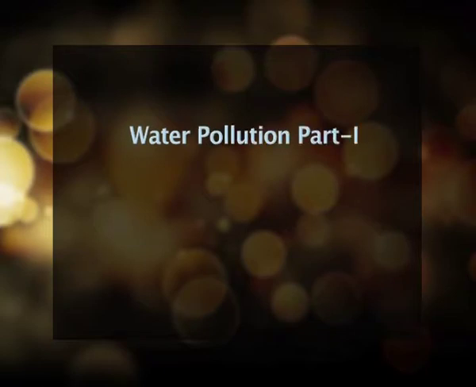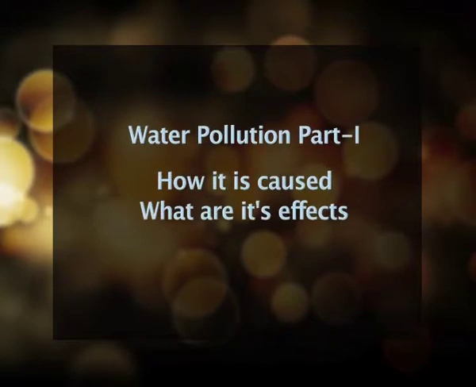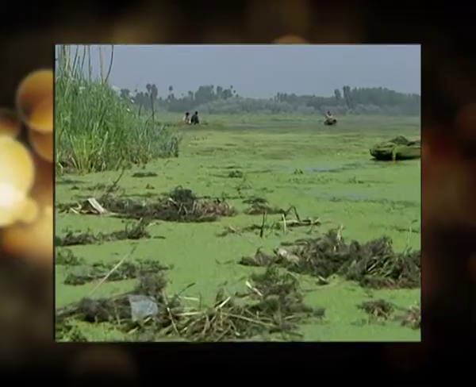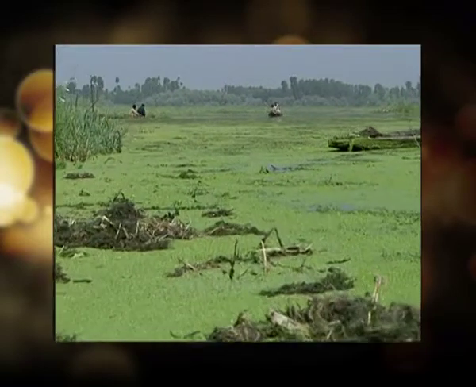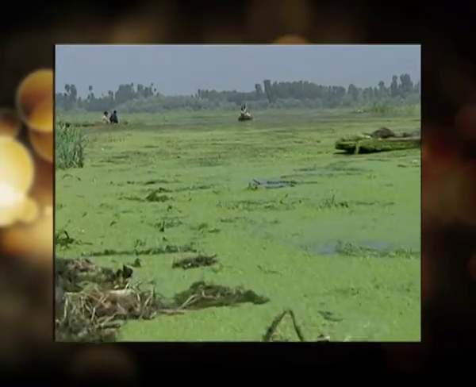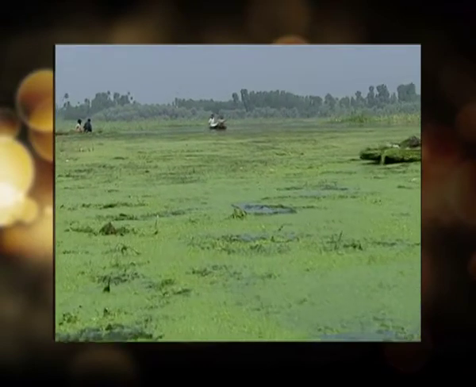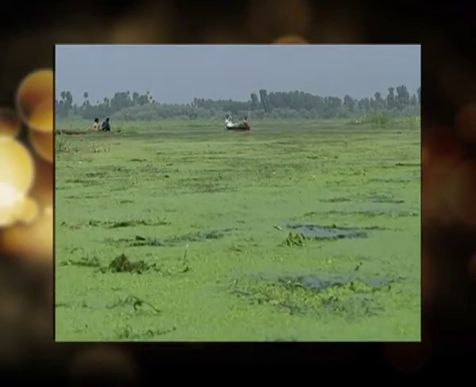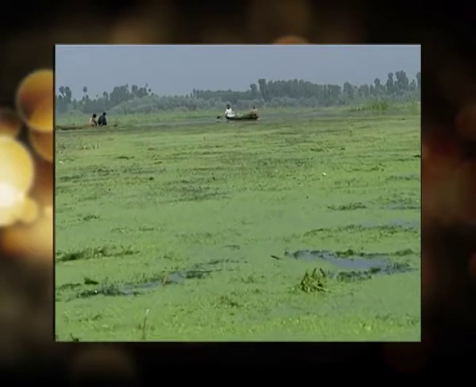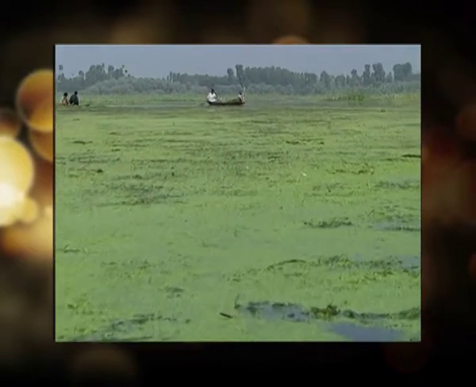This topic has been divided into two parts, that's part 1 and part 2. In part 1, we will study water pollution, how it is caused and what are its effects. First of all, let me give you a brief introduction about water pollution. Water pollution is any chemical, biological or physical change in water quality that has a harmful effect on living organisms or makes water unsuitable for desired usage.